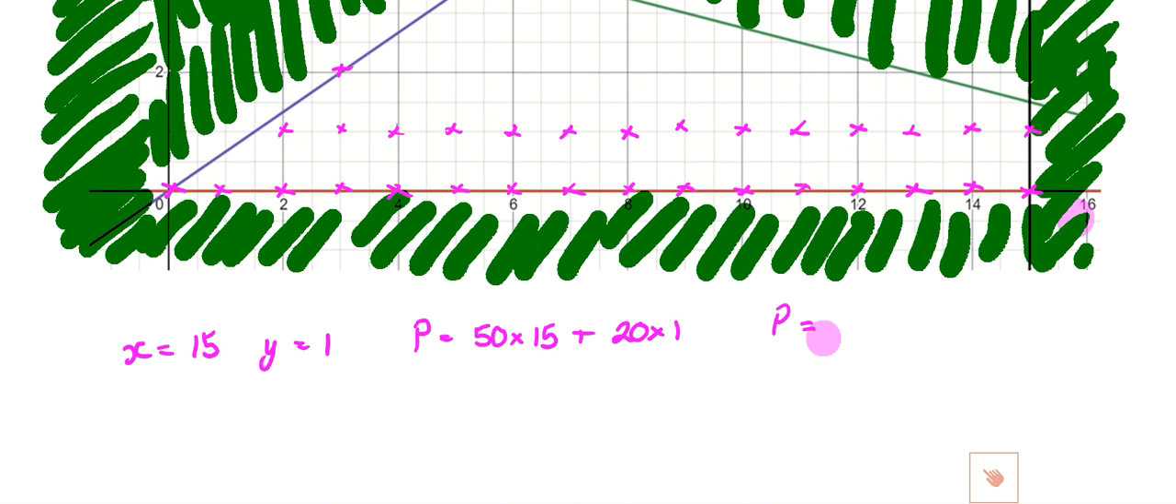Feel free to get calculators out if you need. You shouldn't need to, but you can.